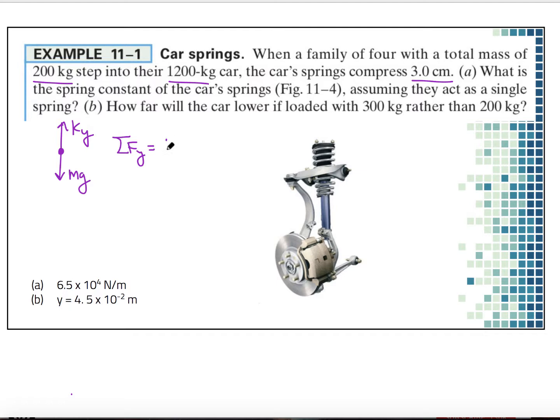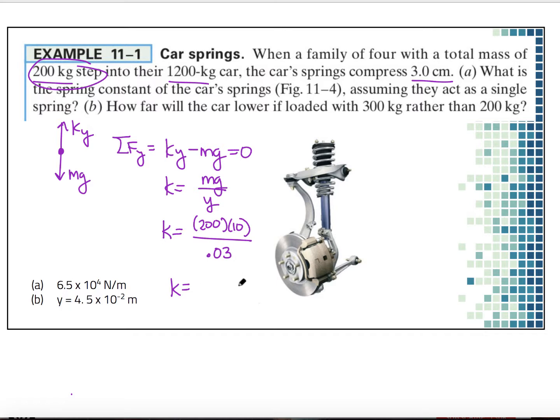Well, if we look at the sum of forces, we see that ky minus mg must be equal to 0, because the car is simply sitting there in equilibrium, so that k is equal to mg over y. Our displacement in this case is 3 centimeters, and the force that causes that displacement is the weight of the family alone, not the car. So we use a mass of only 200 kilograms times 10, over our displacement of 0.03, and that's meters this time, and we get 6.7 times 10 to the 4th power, and that's newtons per meter.